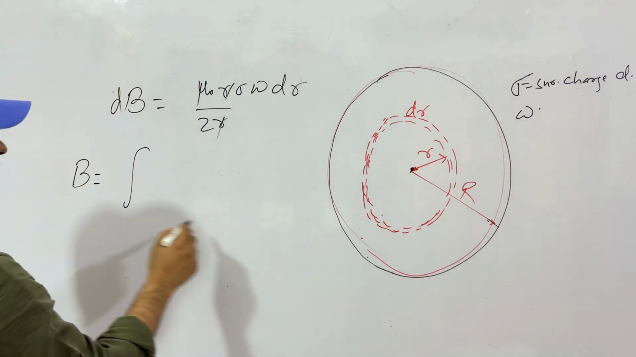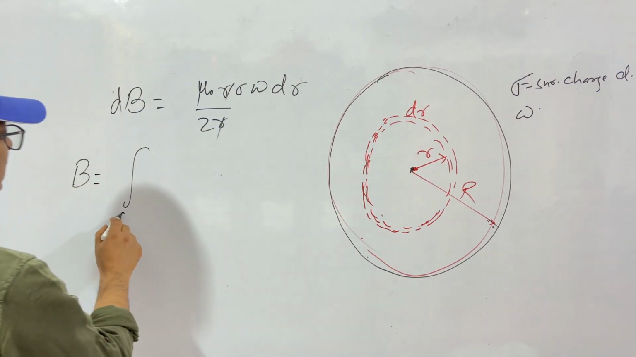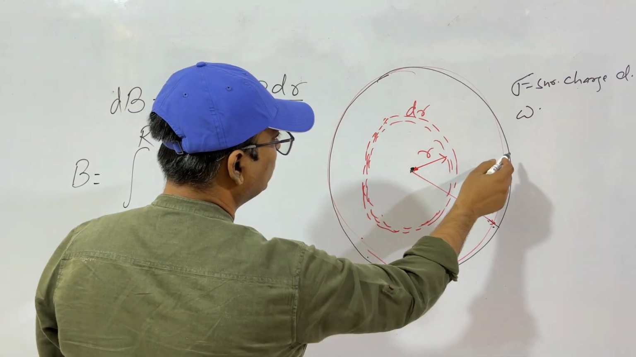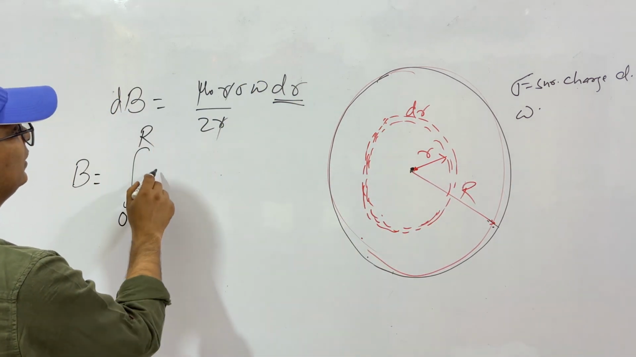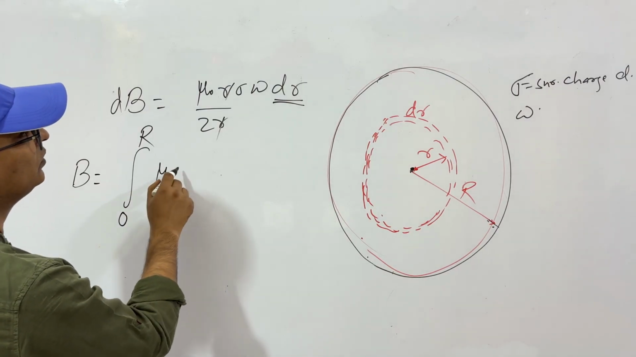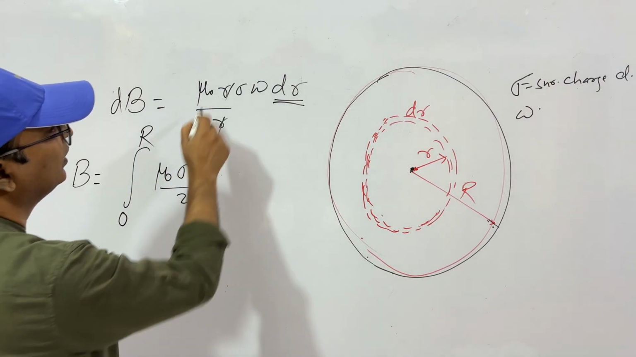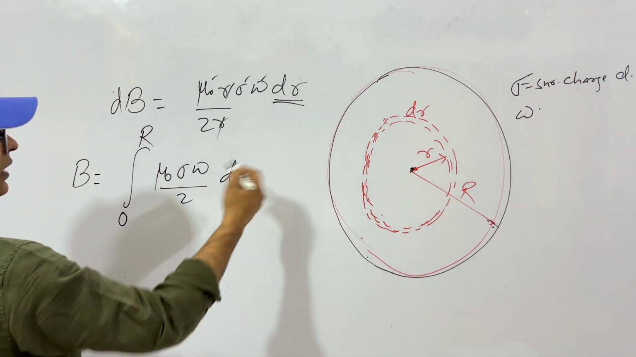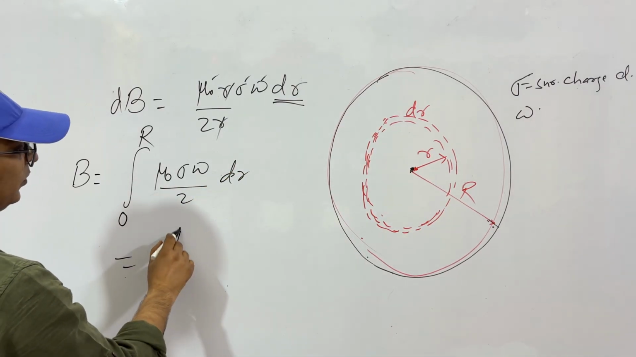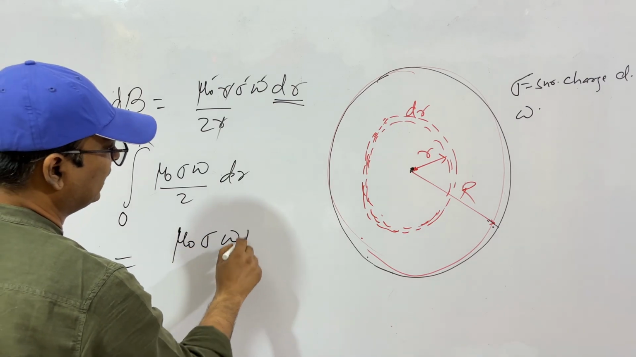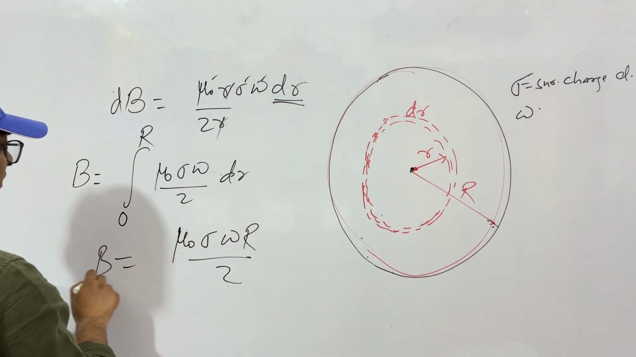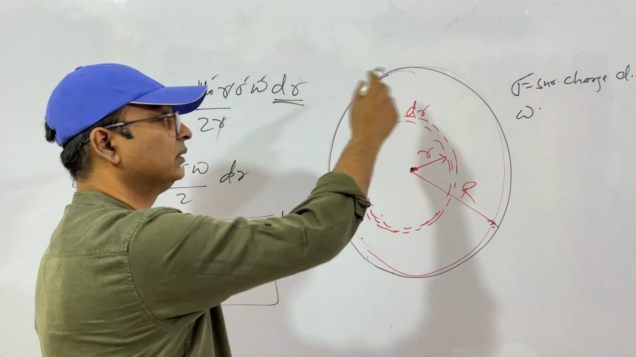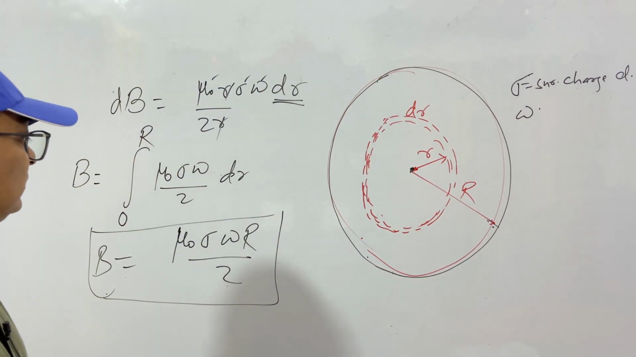The integration will be from 0 to R, because the variable is dr, so it will vary from 0 to R. So from 0 to R, mu 0 sigma omega by 2 is constant, and this is only dr. So the integral of dr will be R minus 0. So this is simply mu 0 sigma omega R by 2. This is the strength of the magnetic field at the center due to this charged disk.